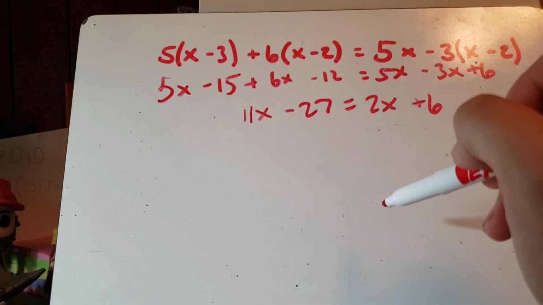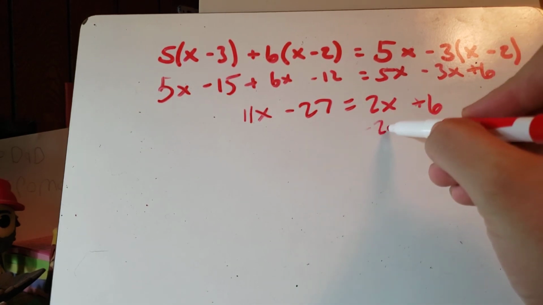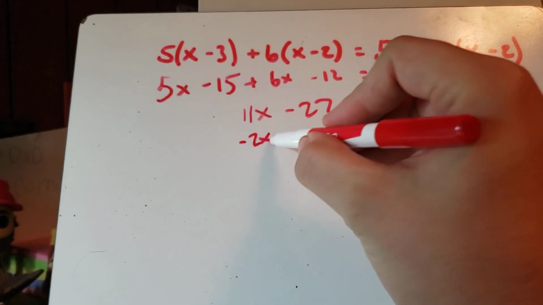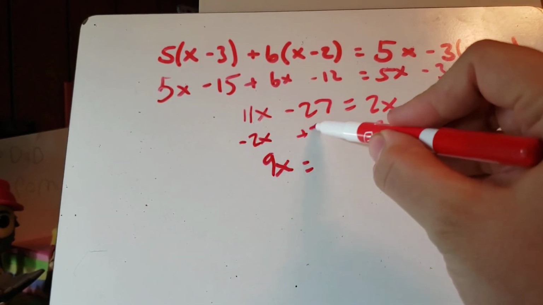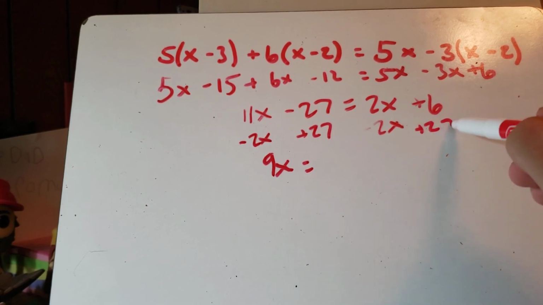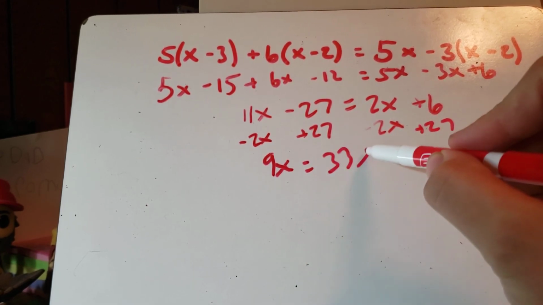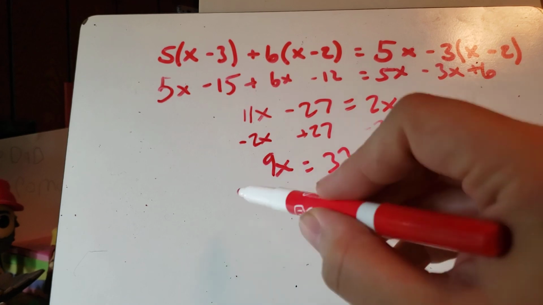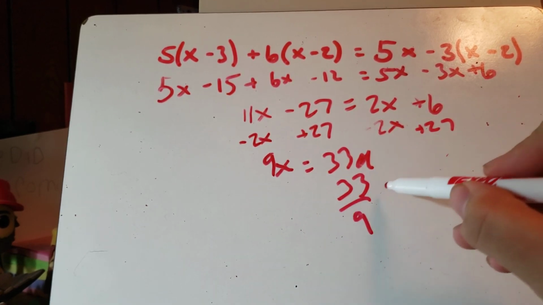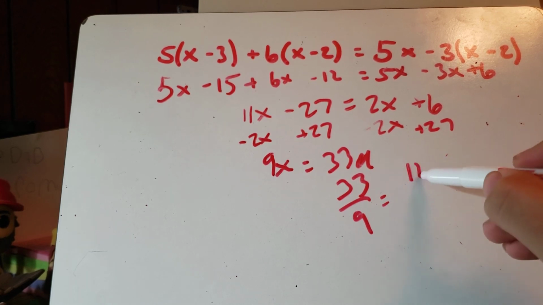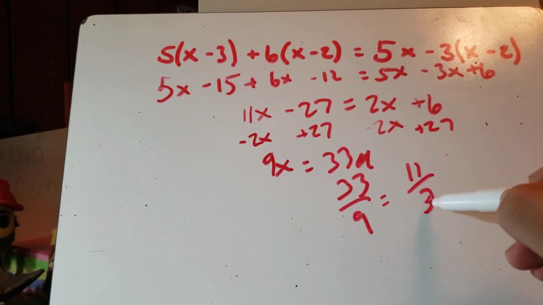Now we can do our adding and subtracting across. So we'll subtract the 2x. Get 9x over here. Add 27 over. Get 33. No x is there. Divide. We get 33 ninths, and that is going to reduce to 11 thirds.